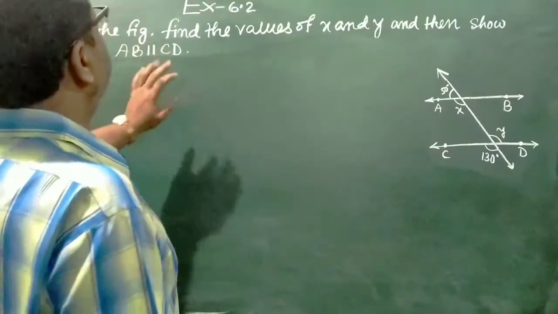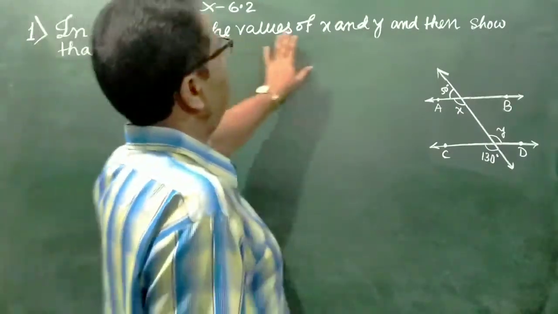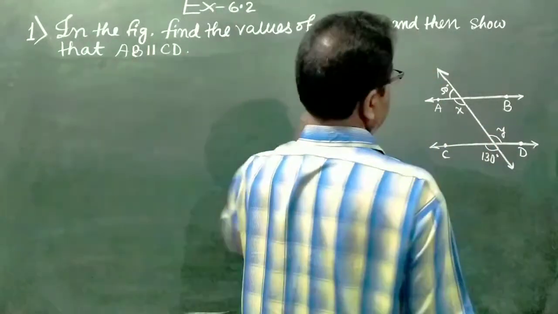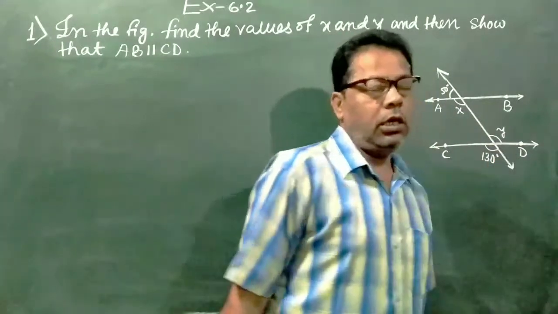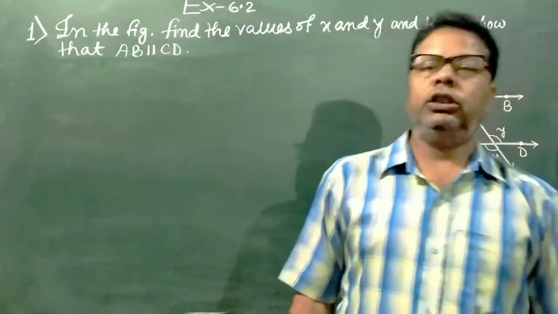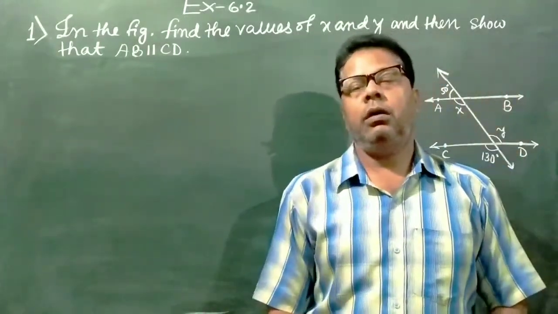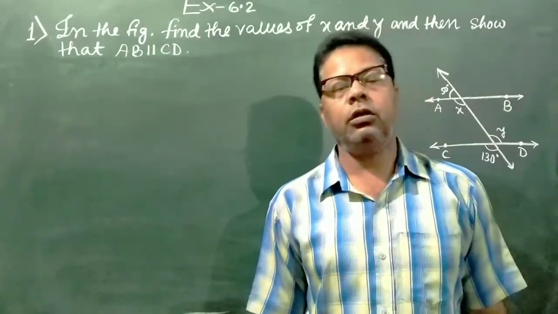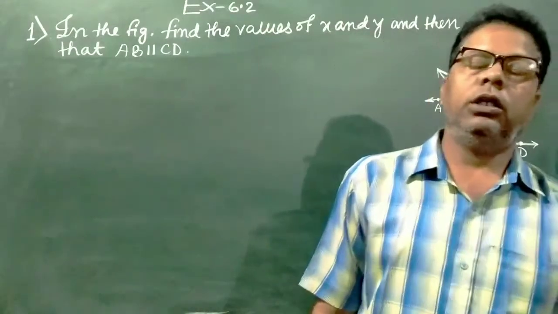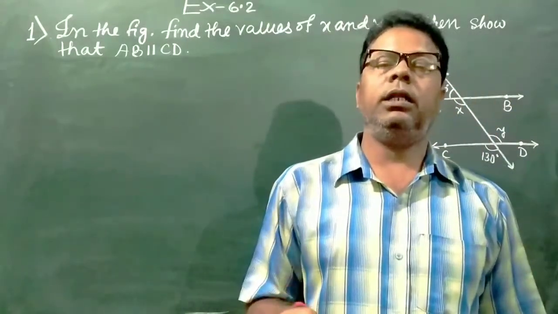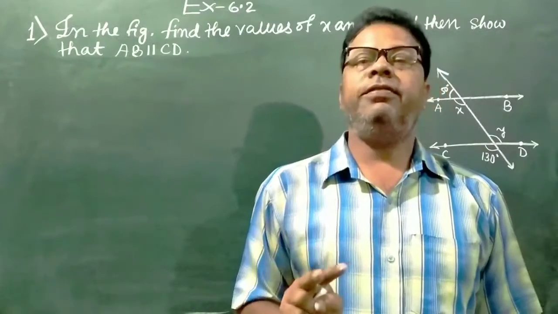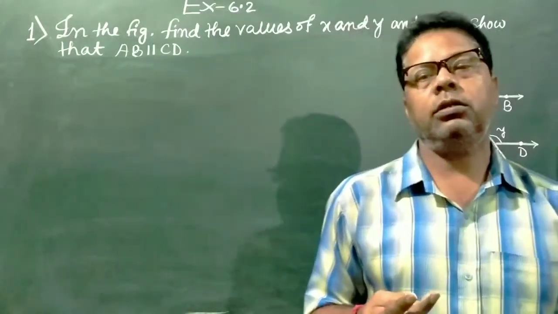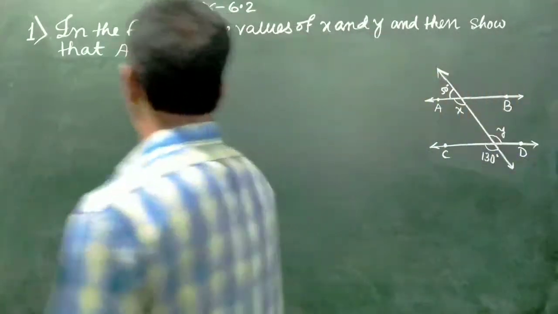Read question number 1. In the given figure, find the value of x and y and then show that AB is parallel to CD. We can say AB is parallel to CD only when we can show two alternate angles are equal, if not, corresponding angles are equal. If two alternate angles are equal, then the lines will be parallel. If two corresponding angles are equal, then the lines are also parallel.